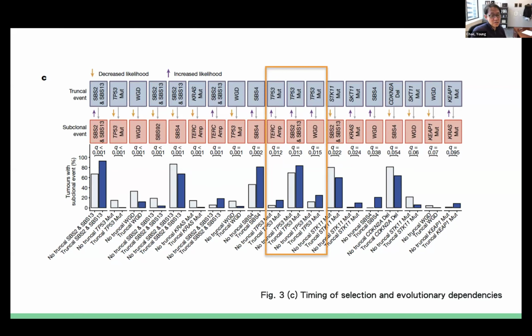Now when the subclonal expansion takes place, the gray is the direction of the effect, and the likelihood is the color. I see. Okay. It makes it really confusing.